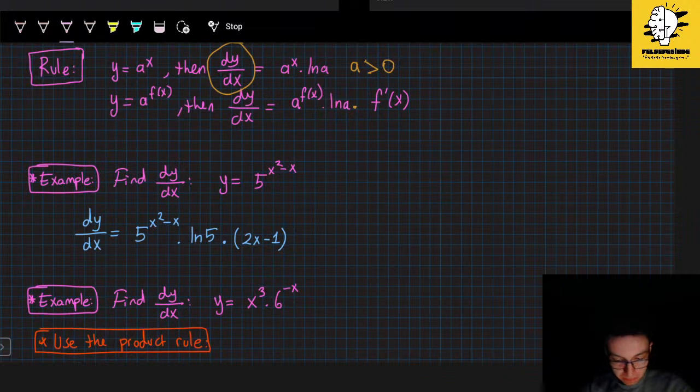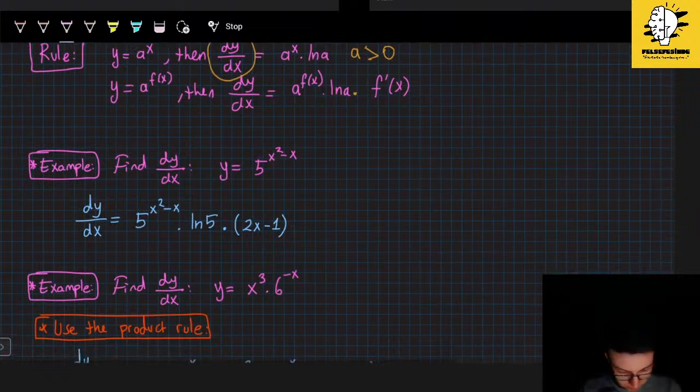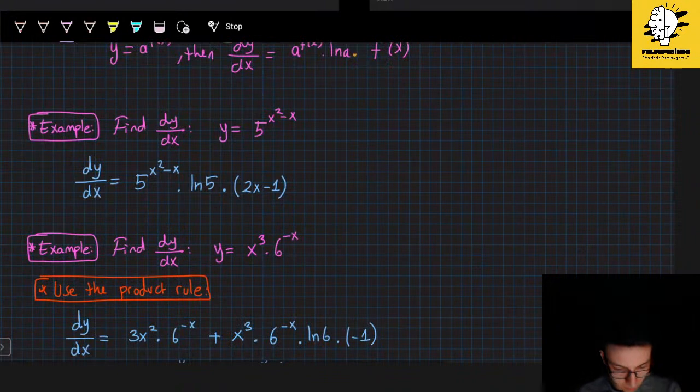Let's not solve the first example, it's very easy. Let's solve the harder one. Burak, could you move down a little bit? Yep. And this is the point where we use the product rule. These kinds of questions could come up in IB, so let's talk about it.